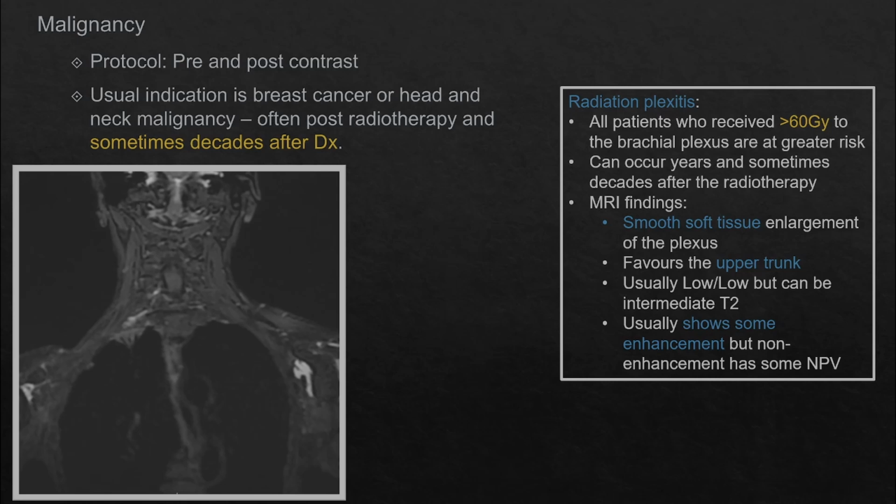On MRI, plexitis due to radiation looks like soft tissue enlargement, which is smooth around the plexus. It can affect only one part or all of the plexus, but it usually favours the upper trunk due to the radiation beam. It's usually of low signal on all sequences, but in some cases can be intermediate on T2 weighted images, in which case it can mimic malignant infiltration.